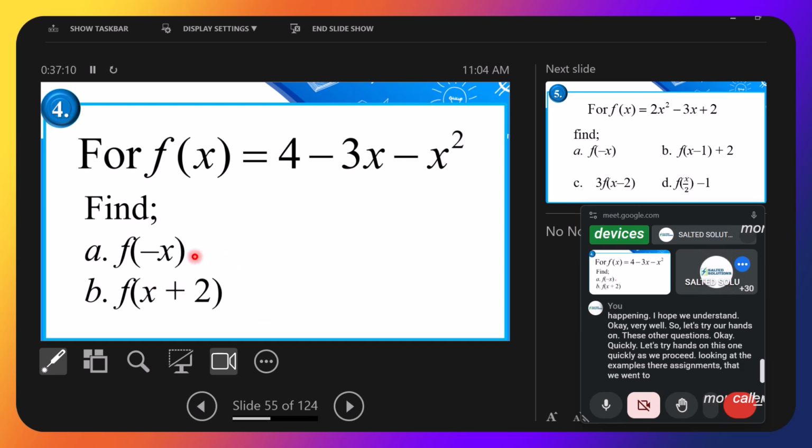For the function f of x equal to 4 minus 3x minus x squared, we have to find f of minus x. Whilst we work it out, someone should help us understand this part of the question. In simple terms, what are we supposed to do? So far, the females have been speaking. I'm expecting some male voice as we move along. Okay, Blessing's hand is up. Blessing.